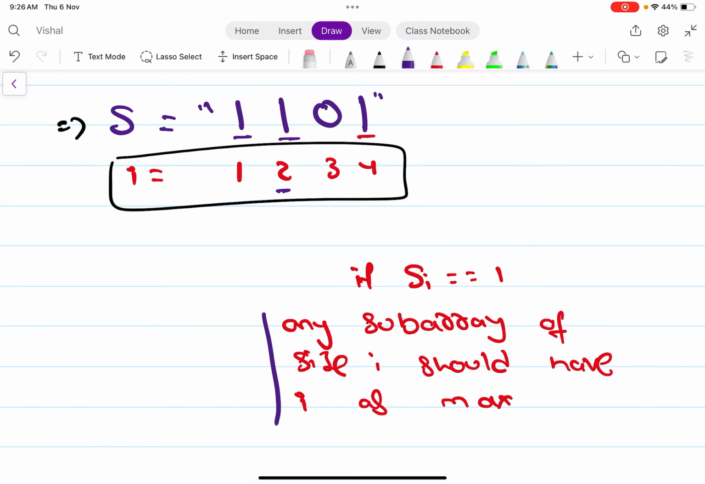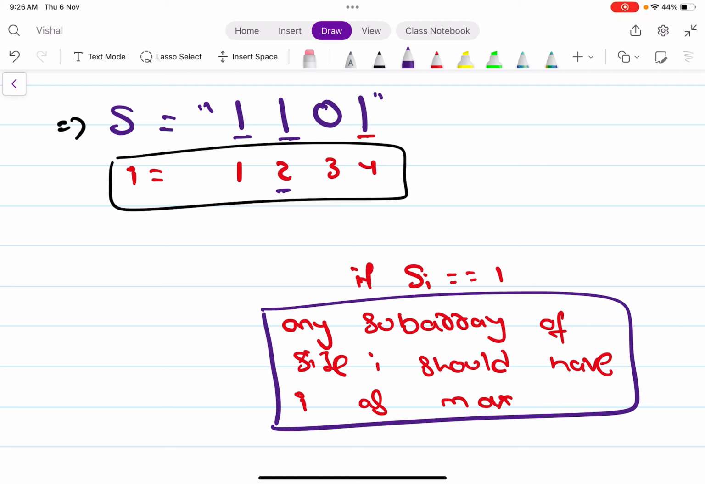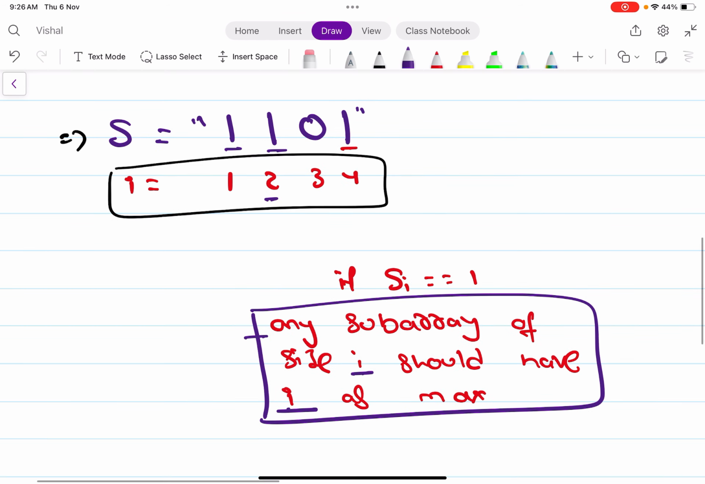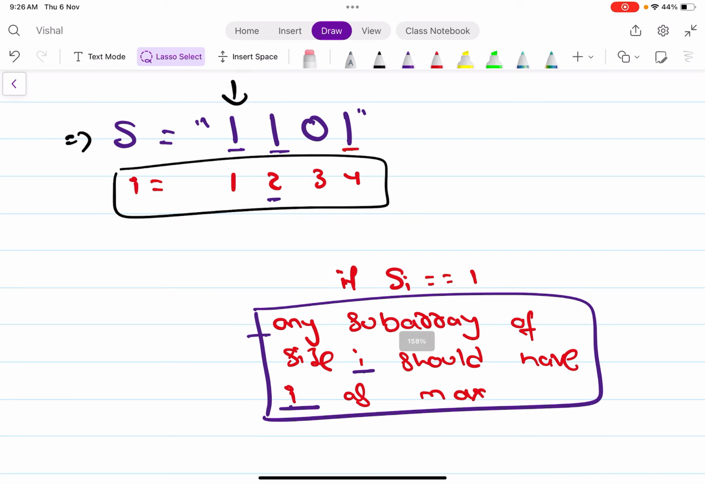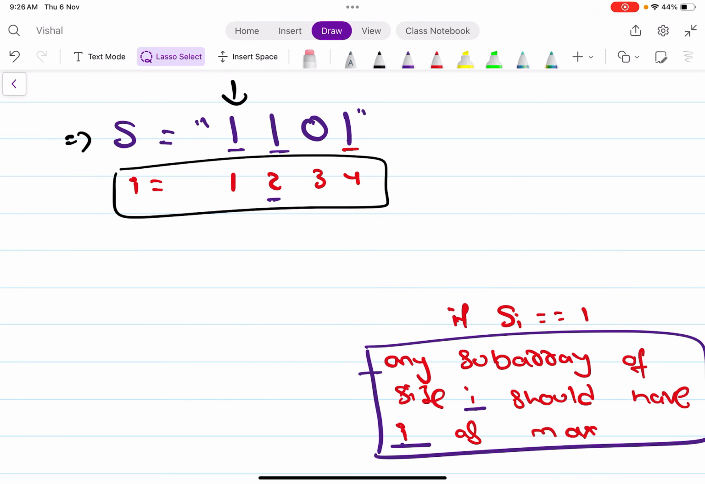If S of I is 1, the first rule says you must have at least a single subarray in your permutation such that a subarray of size I has I as maximum. Let's take an example. When you see the first character of S, which is 1, you have to have at least one subarray of size 1 where 1 is maximum.